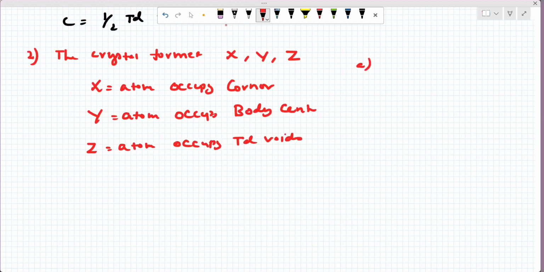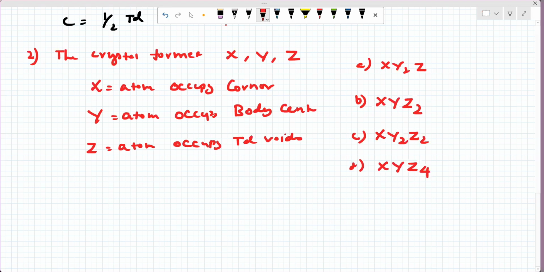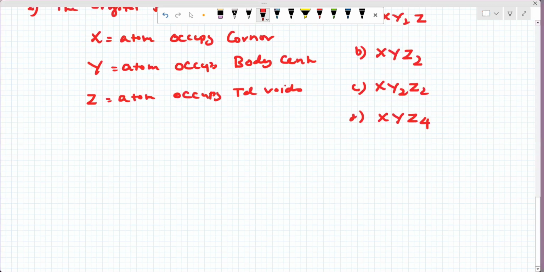Options: A, X Y2 Z. B, X Y Z2. C, X Y2 Z2. D, X Y Z4. What is the answer, anyone? Read the question properly and you get the answer. The X atom occupies the corner, the Y atom occupies the body center, and the Z atom occupies the tetrahedral voids. You can also answer in the chat.